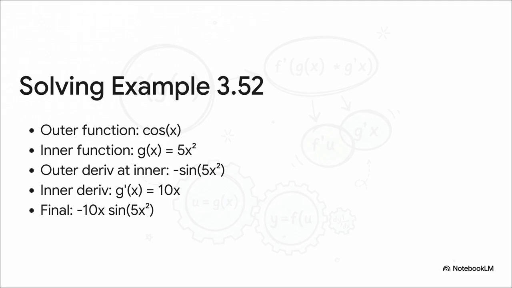Step 3, take the derivative of the inside, which is just 10x, using the power rule. And step 4, multiply it all together. Our final result is negative 10x times the sine of 5x squared. Methodically following these steps literally prevents us from making those simple algebraic errors we all hate making.